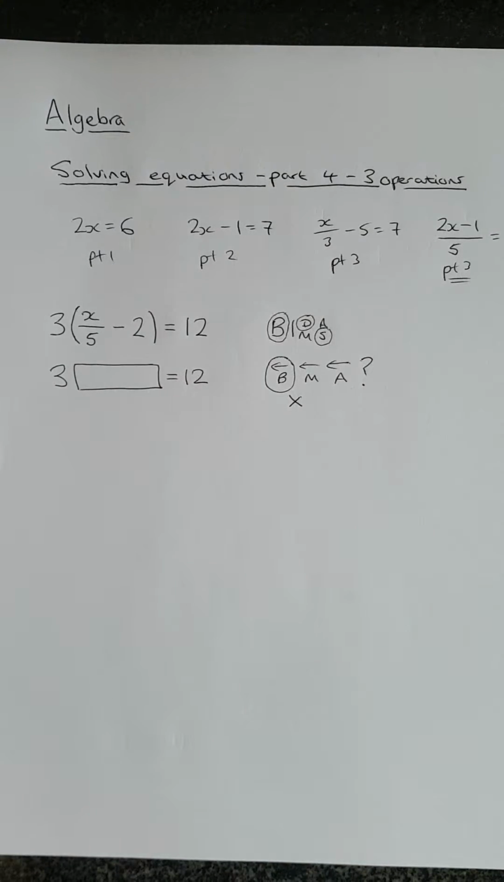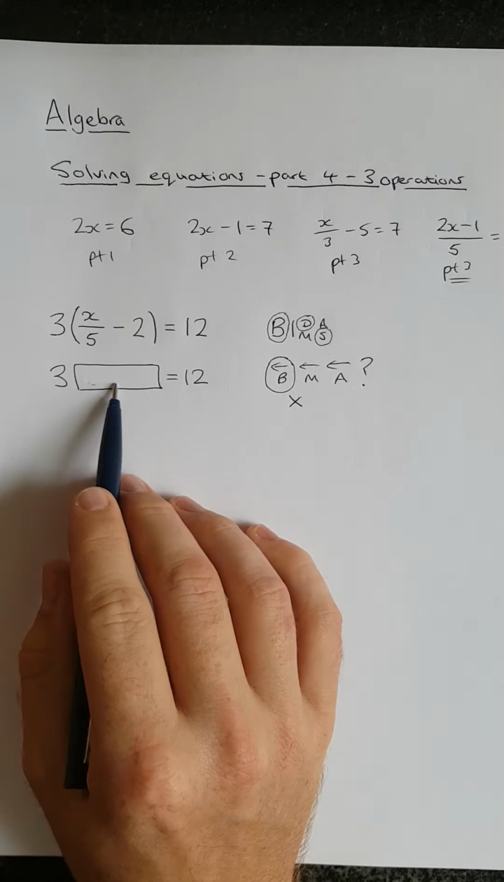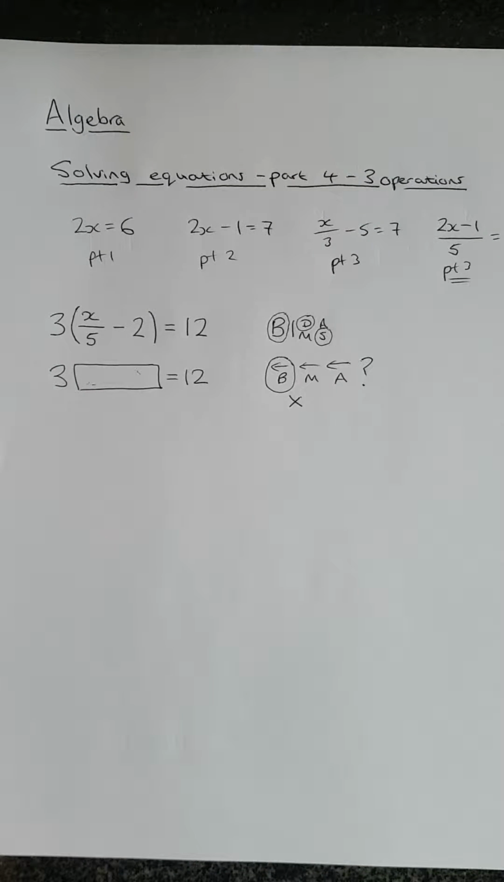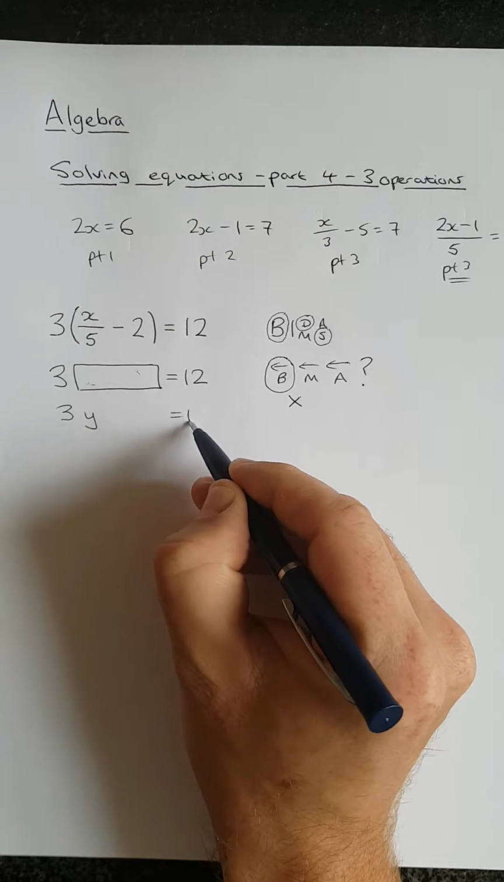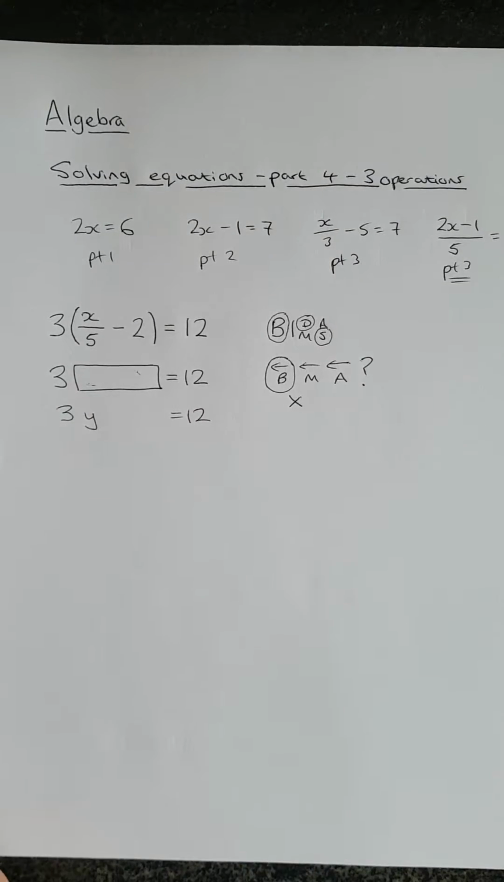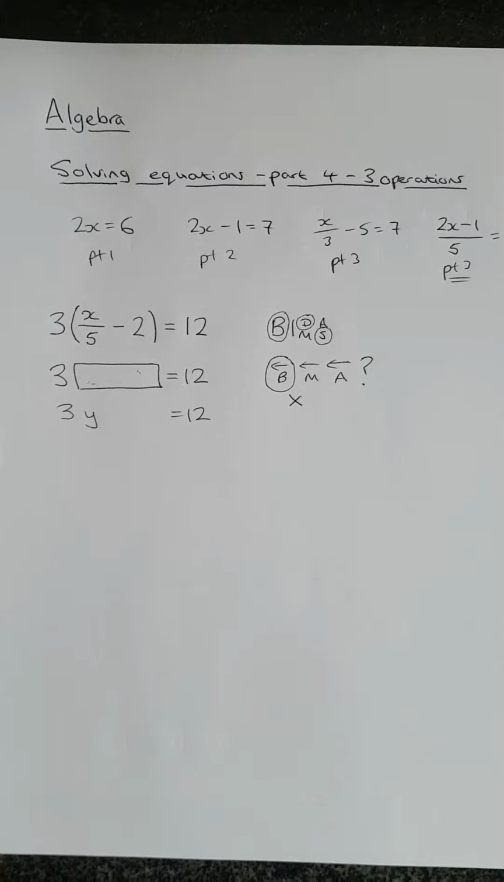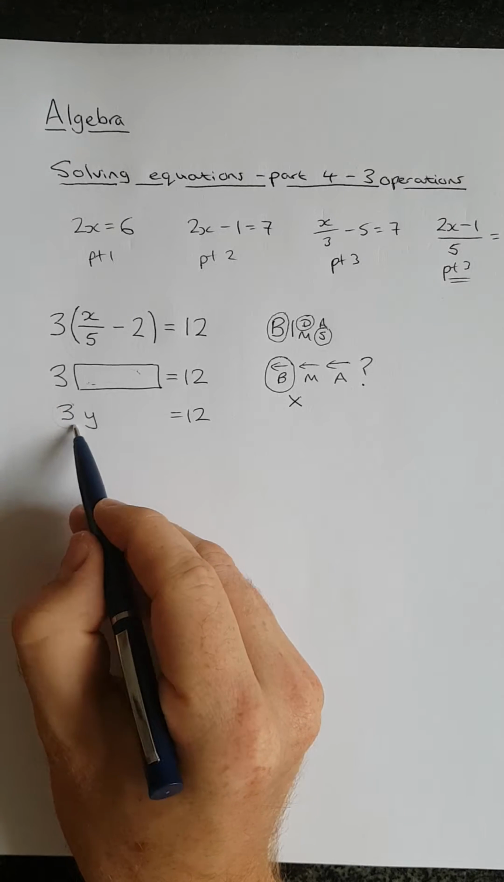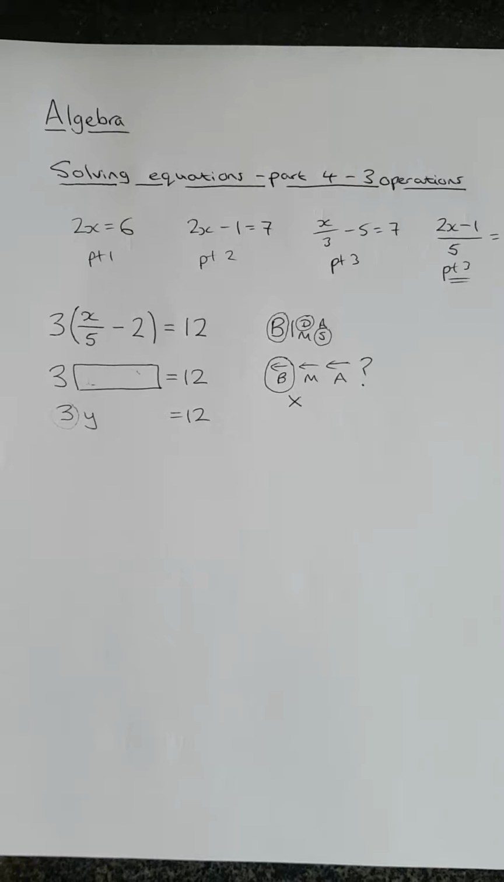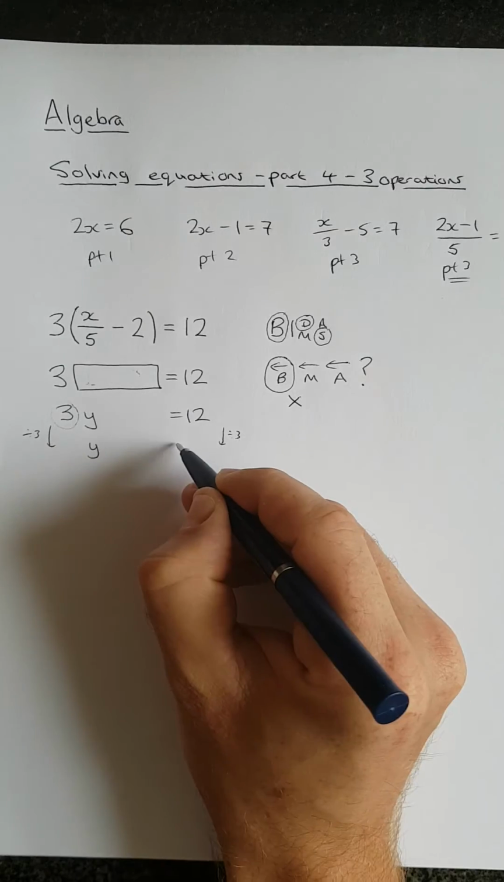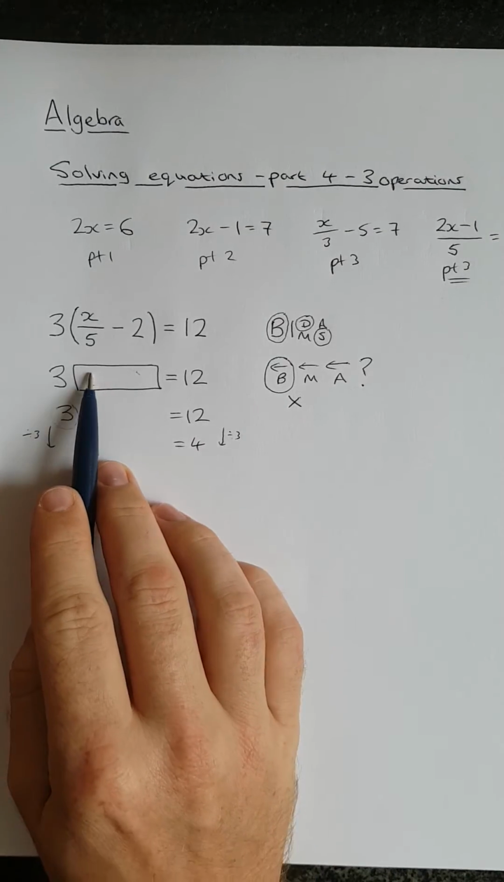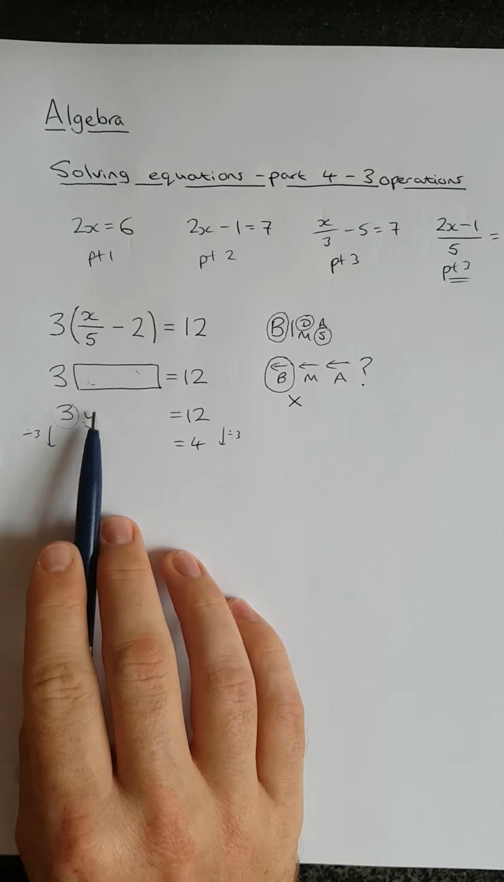Three something equals 12. What goes here? Okay, let me write that differently. If I wrote, instead of a block, I wrote y, what would you tell me y is worth? Well, you'd probably divide by 3 and get y is 4. But y could have just been a block. It could be a block is 4.